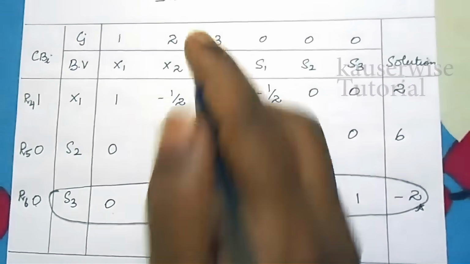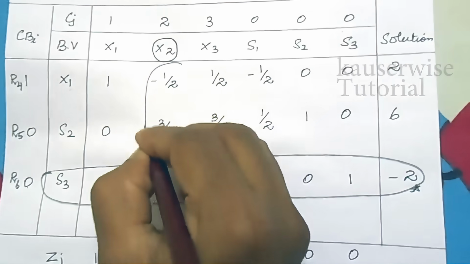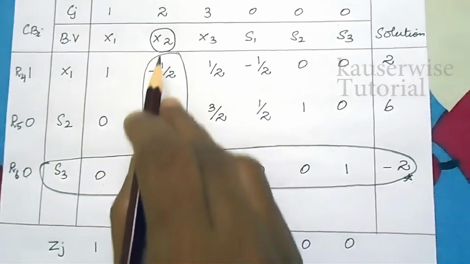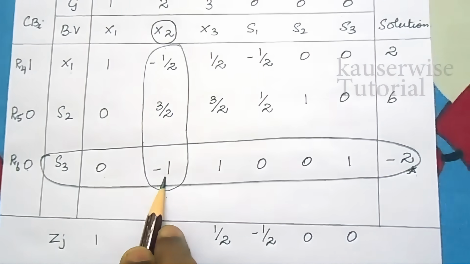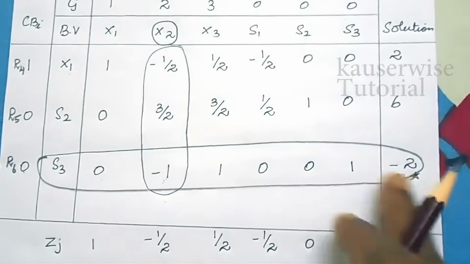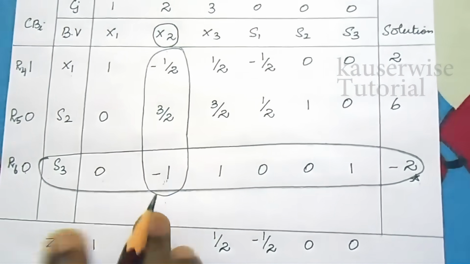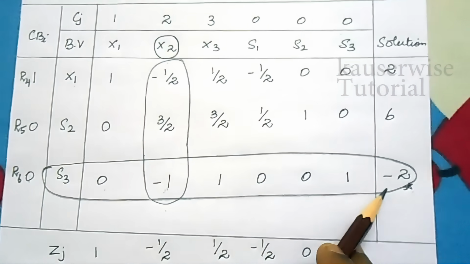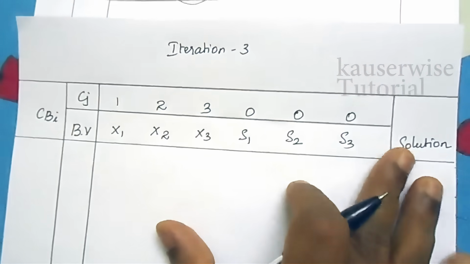See the second iteration. Now we have found x2 as the entering variable. This one is the pivotal row, this one is the pivotal column and this one is the pivotal element. That is, this one is the key row, this one is the key column and this one is the key element. Now we have to move further in order to remove the infeasibility. For that we have to form the third iteration.